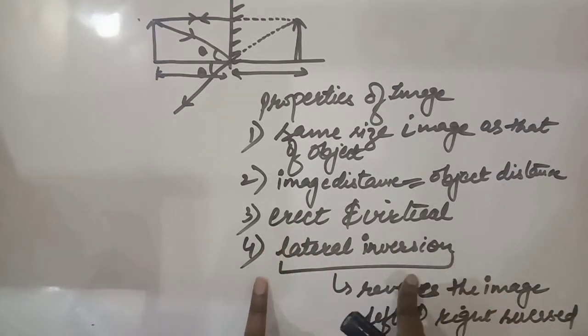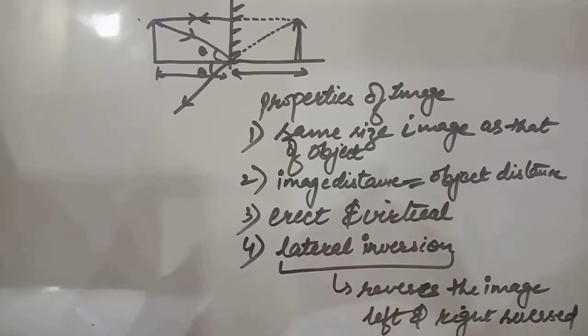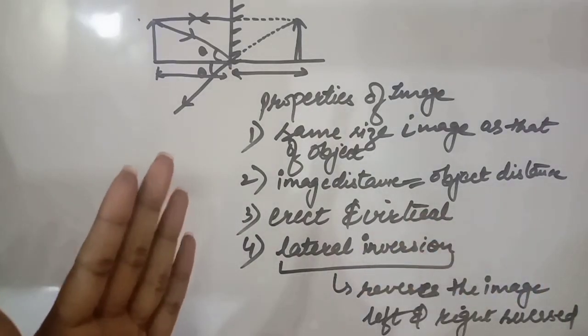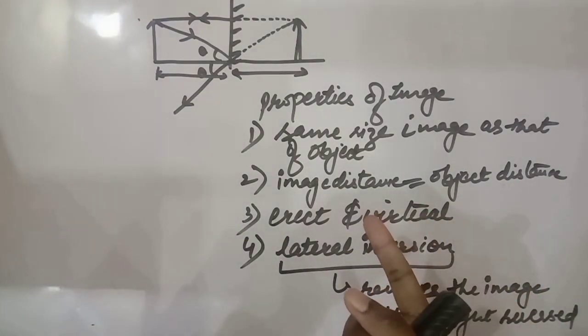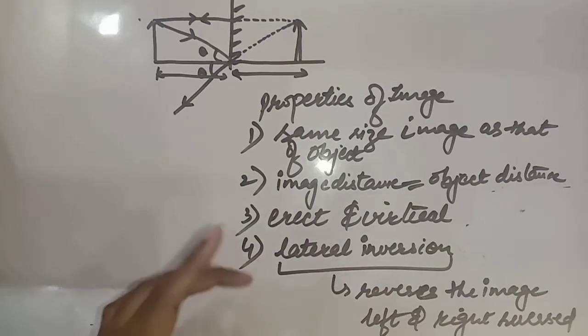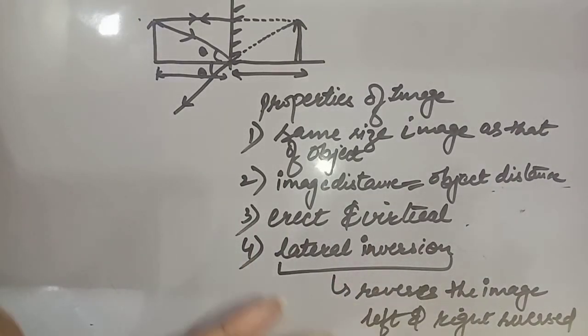We see this lateral inversion effect whenever we see ourselves in the mirror. When we see ourselves in the mirror, our left side becomes the right side of our image. Right? We will do reflection by spherical mirror in our next video.